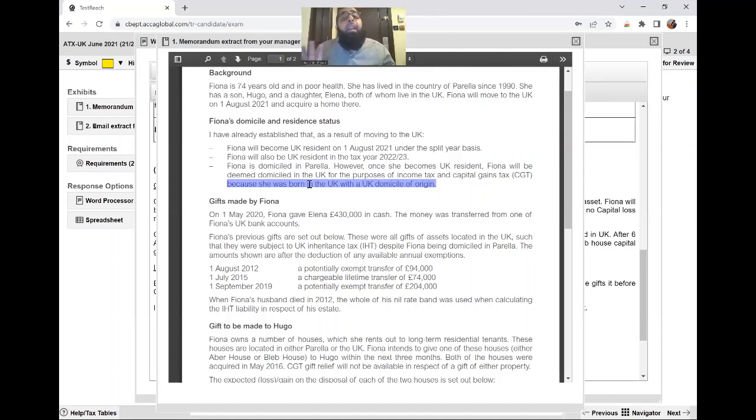Current year and 1 year in the preceding 2 years. We need to be domiciled, we need to be resident for at least 2 years.